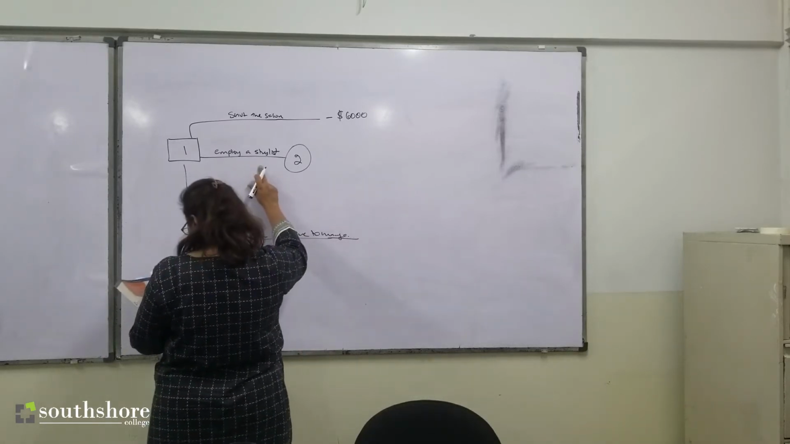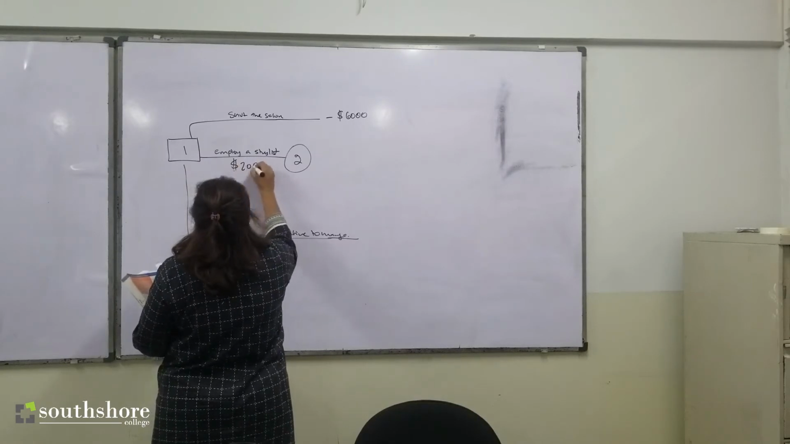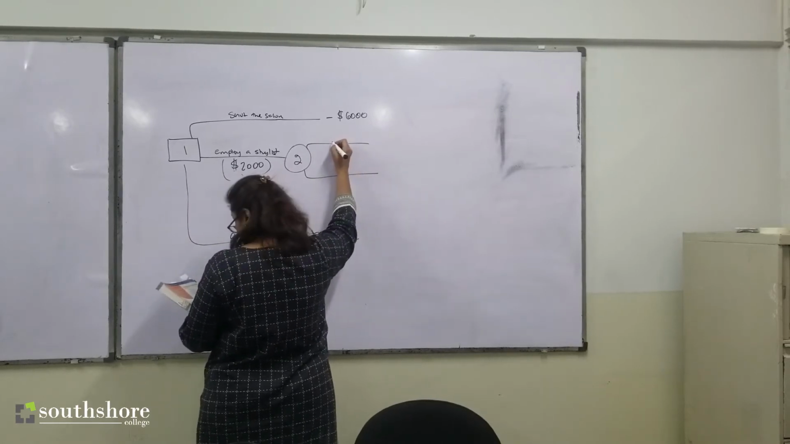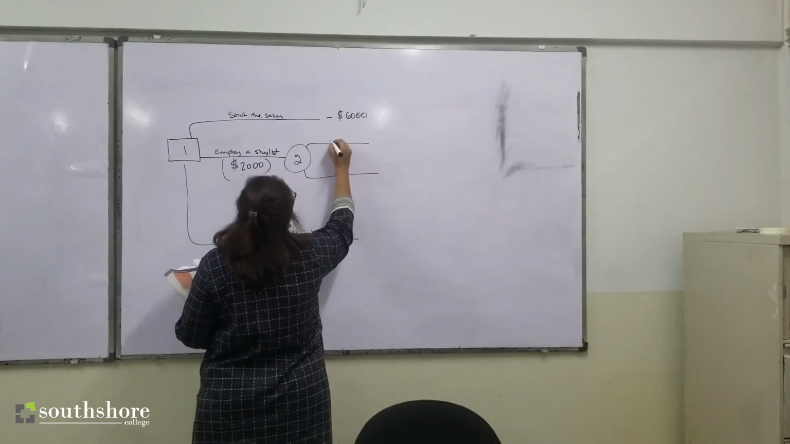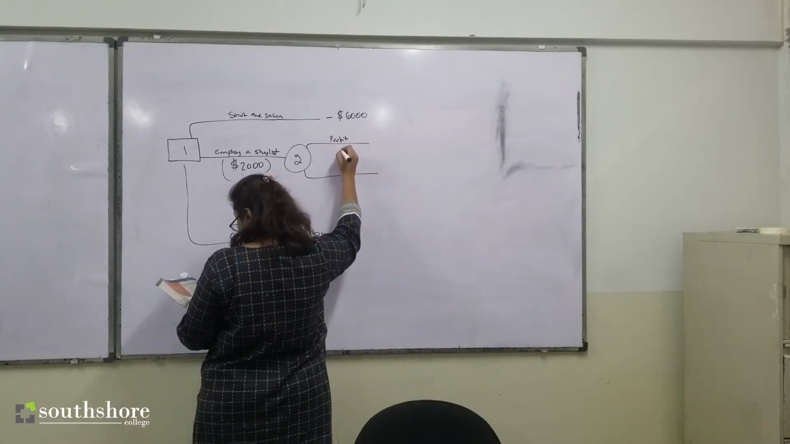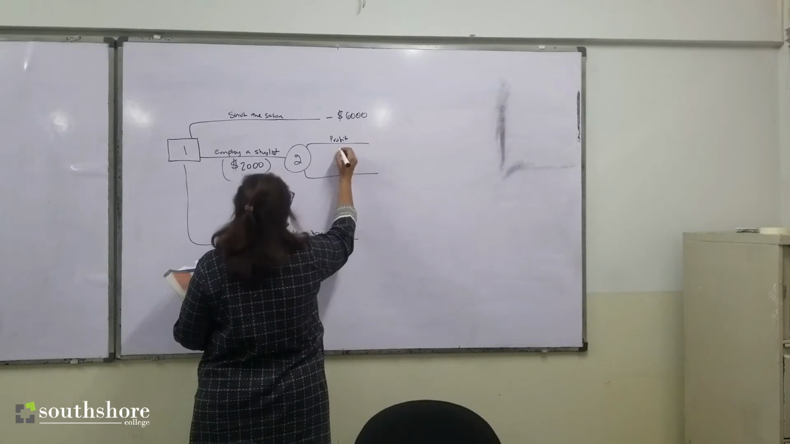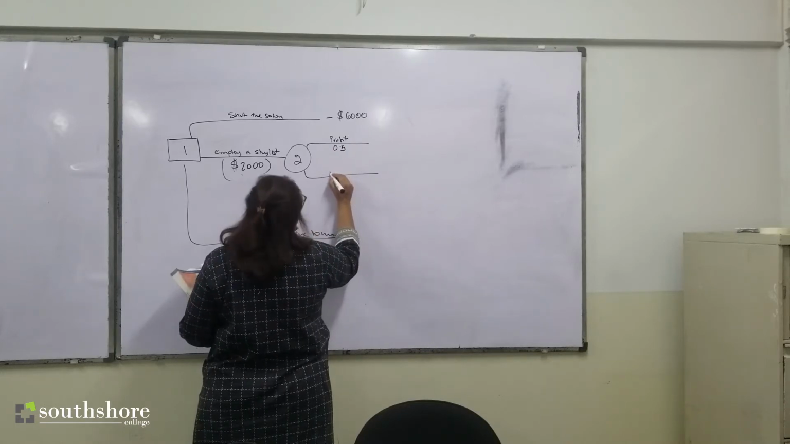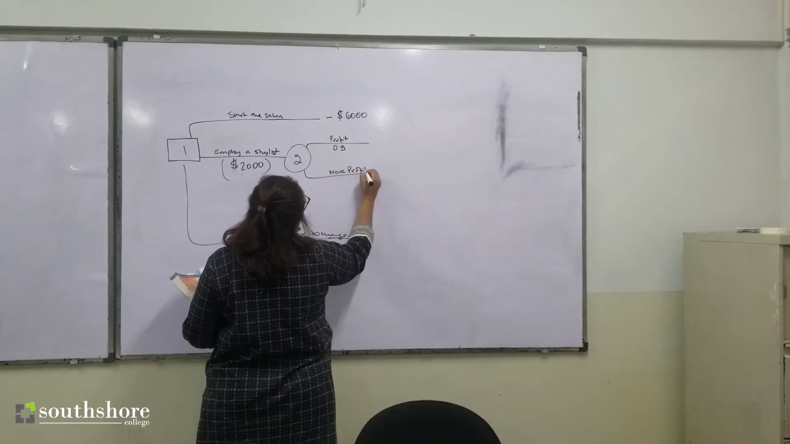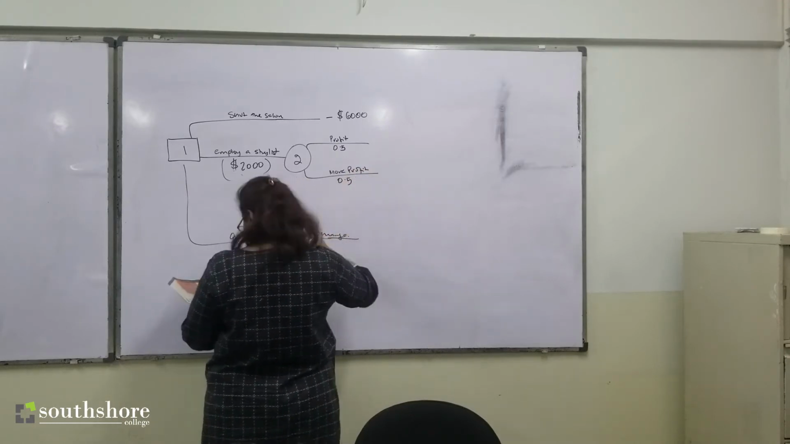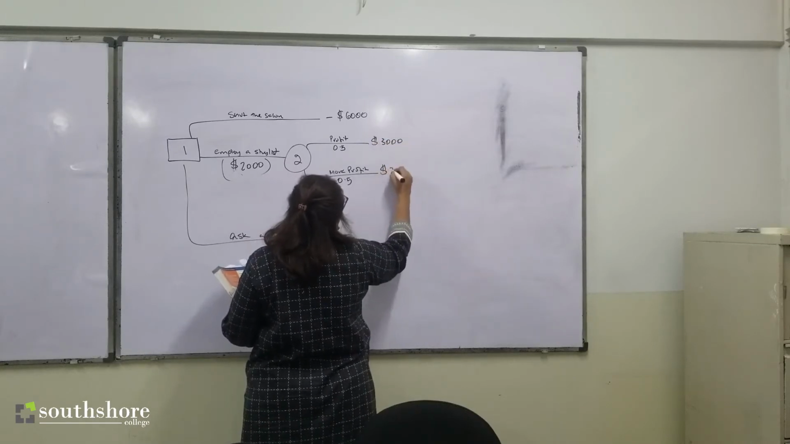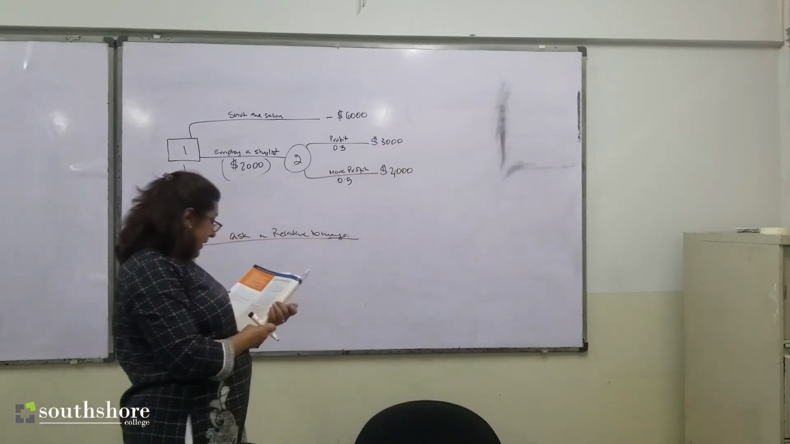So employ a stylist, which is going to cost us 2,000. Then there are 2 options. With the stylist, he says there's a 50% chance of profit, so profit 0.5, more profit 0.5, and we'll be making 3,000 here and 4,000 here.